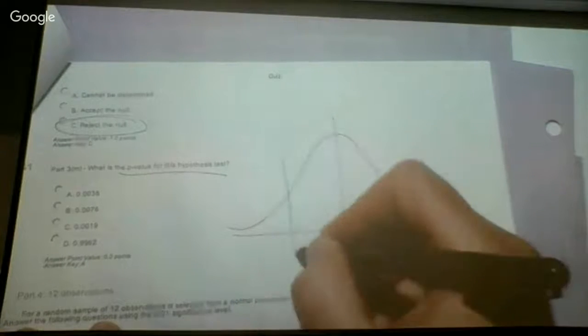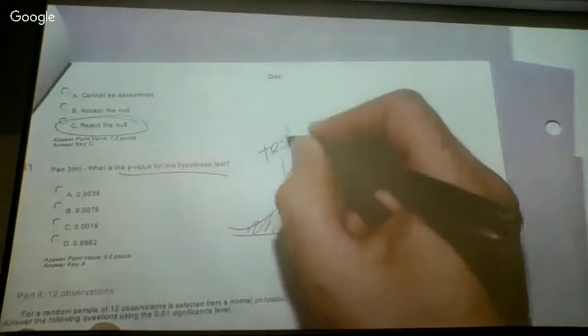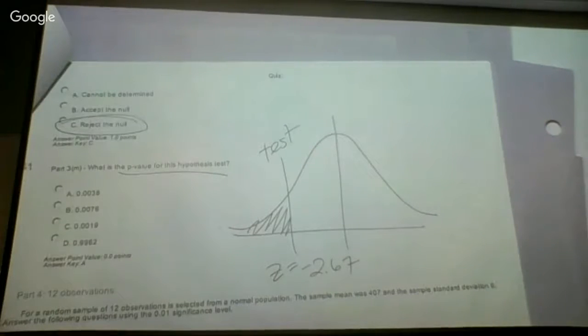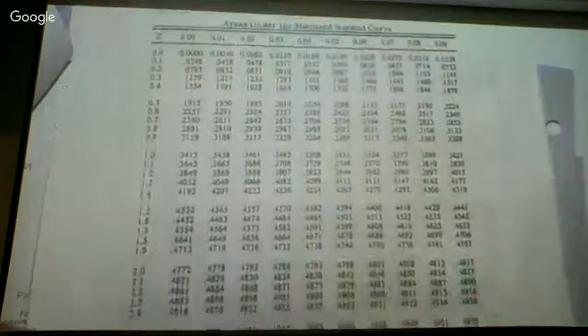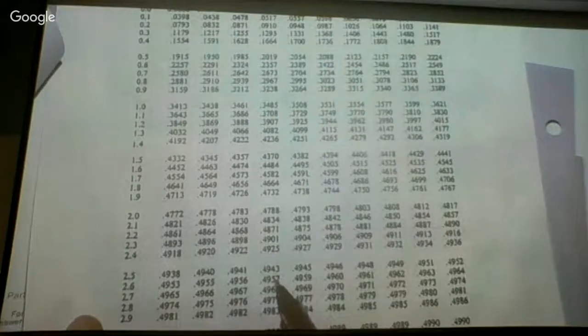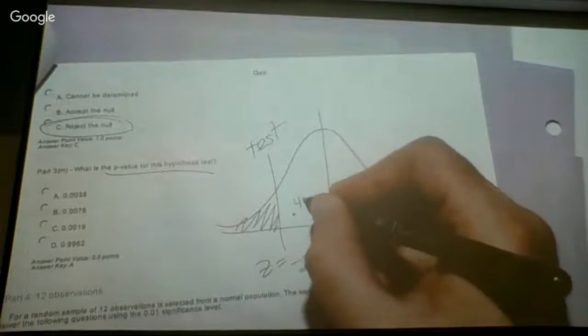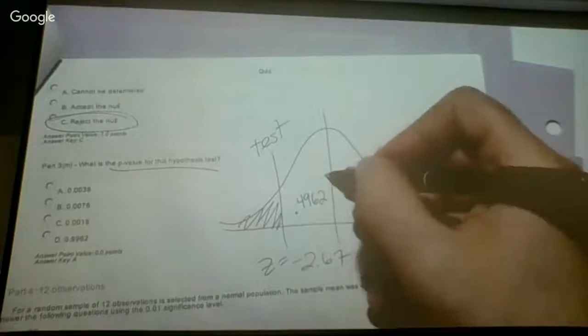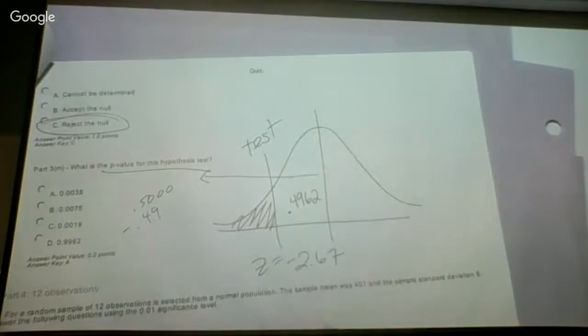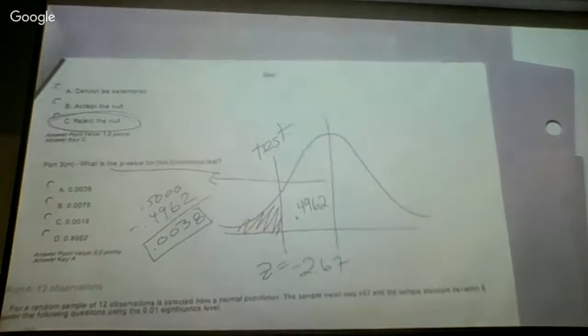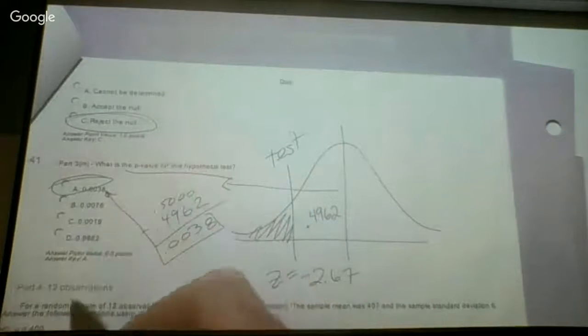It's the area in the tail cut off by the test statistic, which is 2.67. Z table. 2.6, then 1, 2, 3, 4, 5, 6, 7. Yep. 0.4962. You take 0.5 minus 0.4962. I hope that number matches that value.